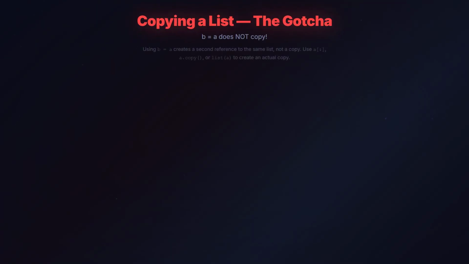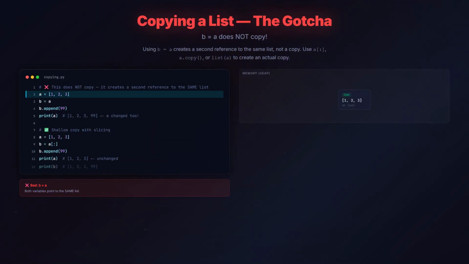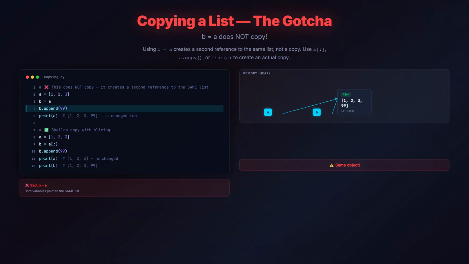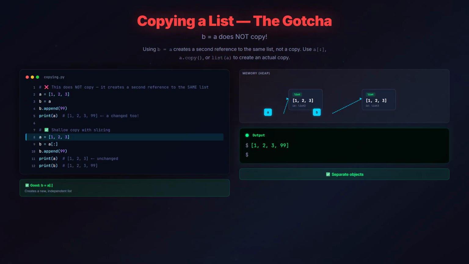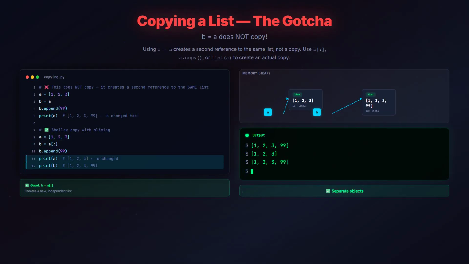Here's a critical gotcha. Using b = a does not copy the list. It creates a second reference to the same list. Changes to b will affect a because they point to the same object in memory. To actually copy, use slicing with a colon, the .copy method, or the list constructor.